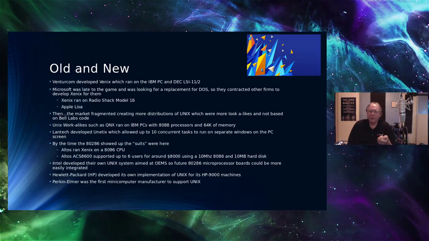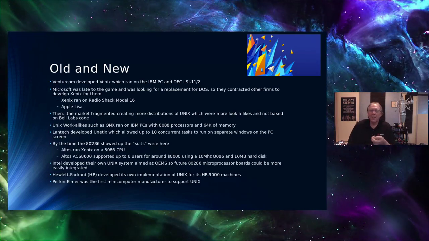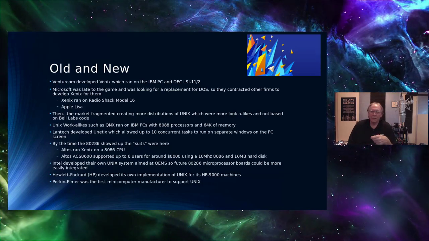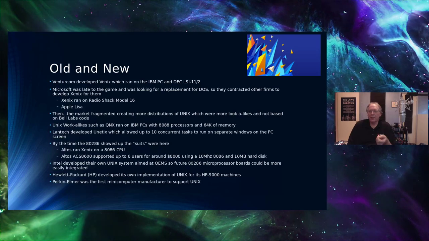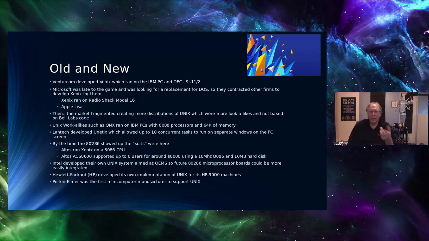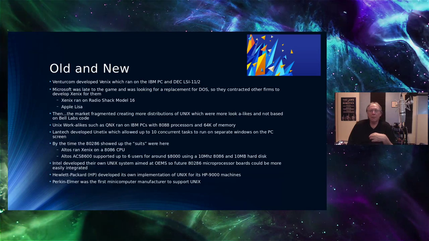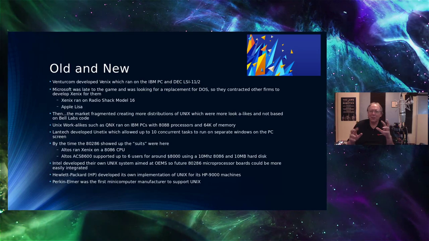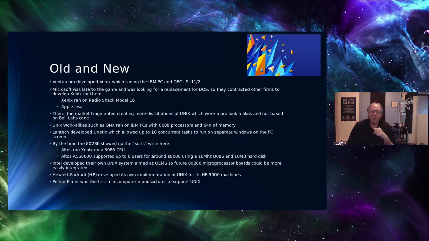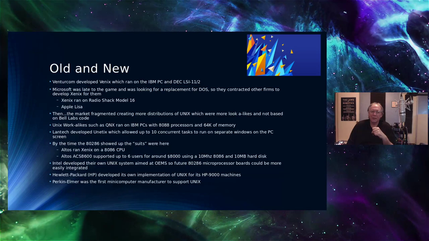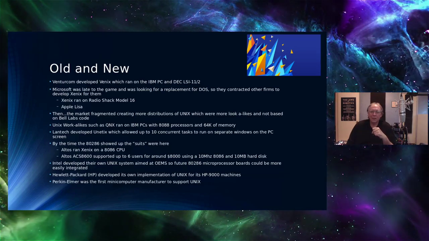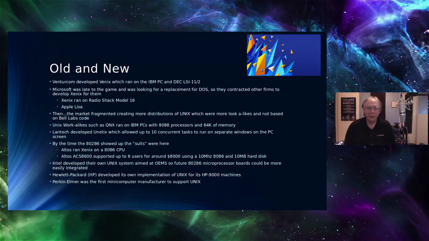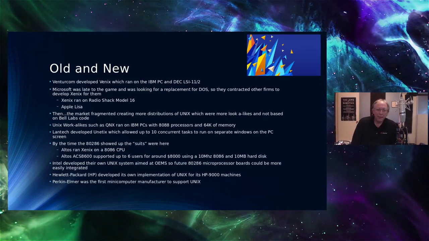So they contracted with other firms, and they created Xenix for themselves, and they took that back and started to market it and sell it. It ran initially on the Radio Shack. I mean, there were a lot of machines it ran on, but it ran on the Radio Shack Model 16. And believe it or not, it also ran on the Apple Lisa, although it was not the first choice for the Apple Lisa, of course. But Xenix was the operating system it ran initially until the Lisa OS was developed and allowed it to take over. That would happen later, I think, in the development cycle.